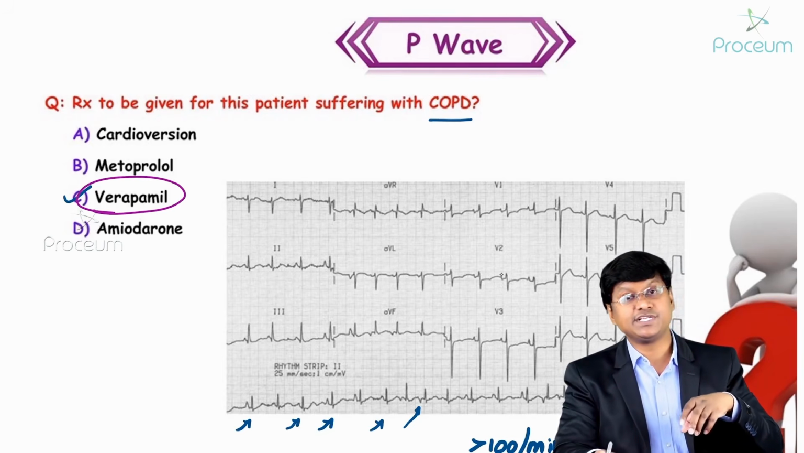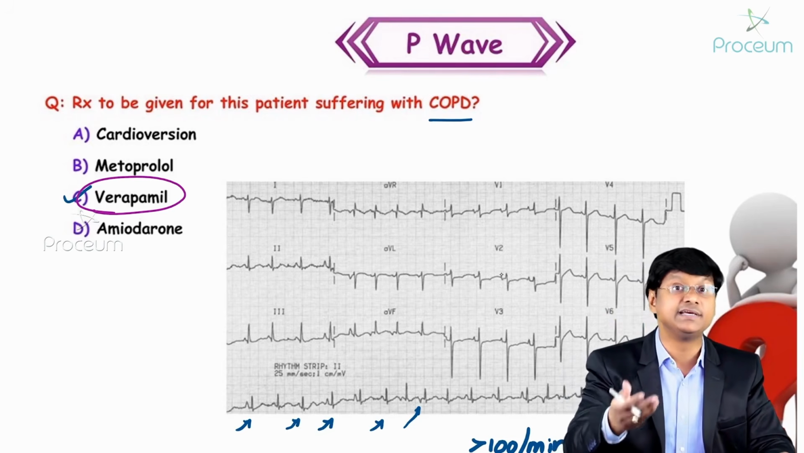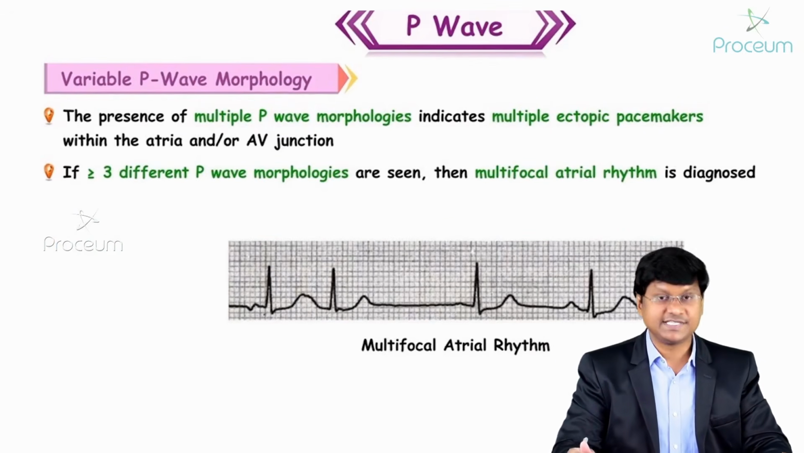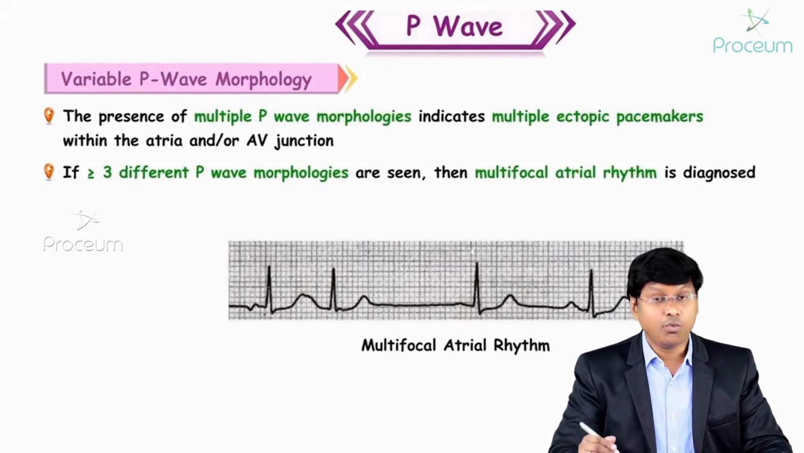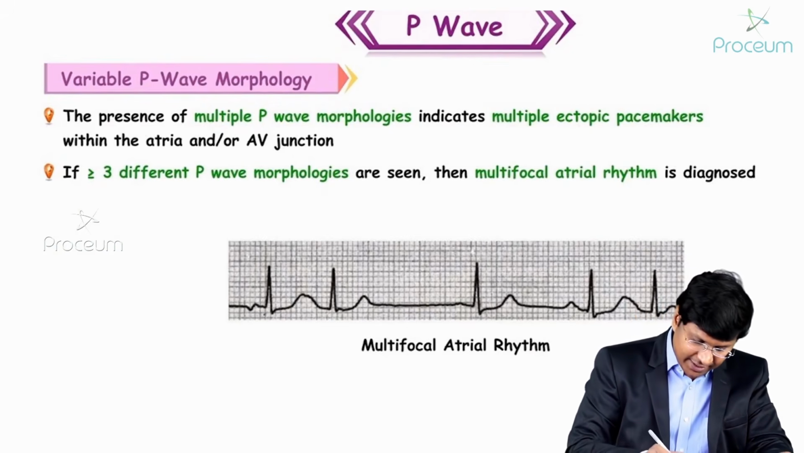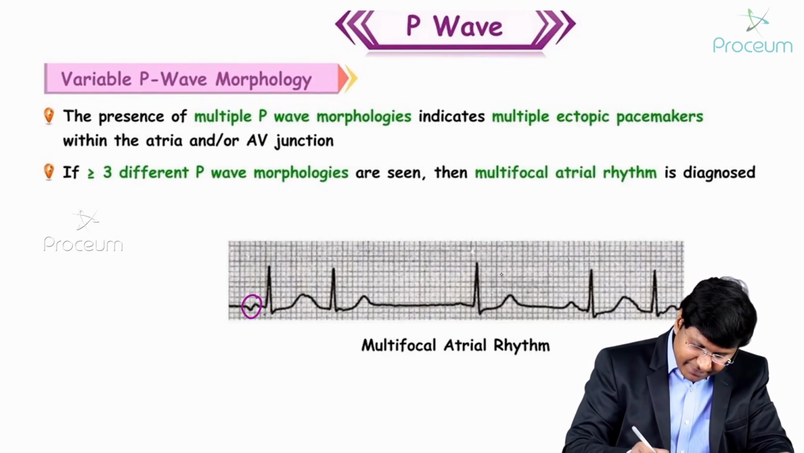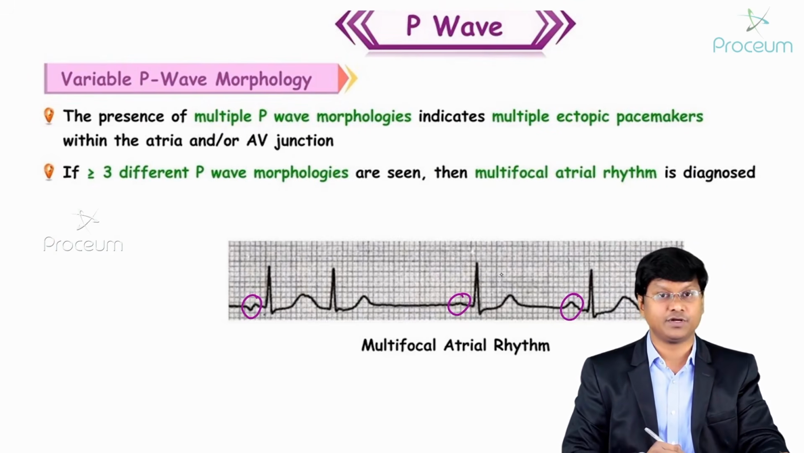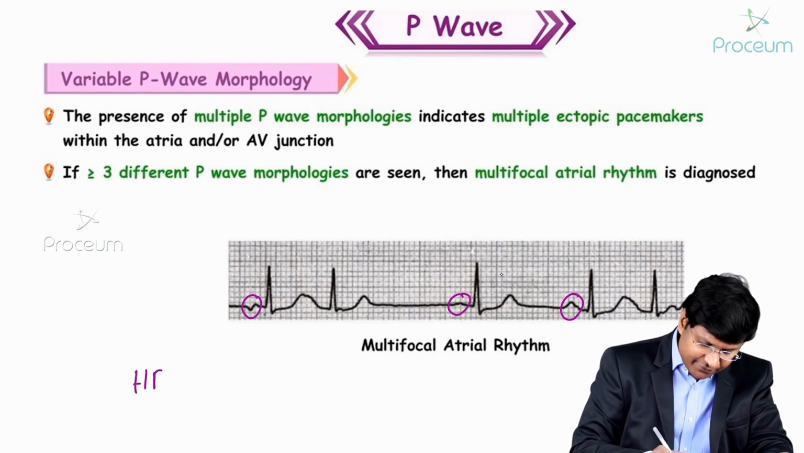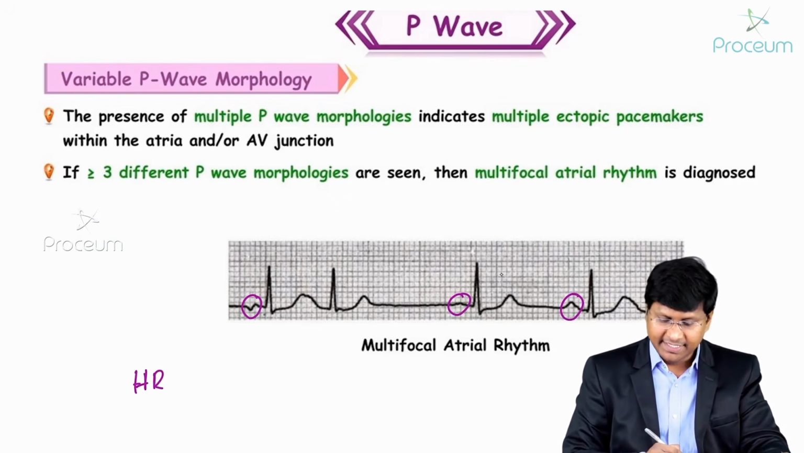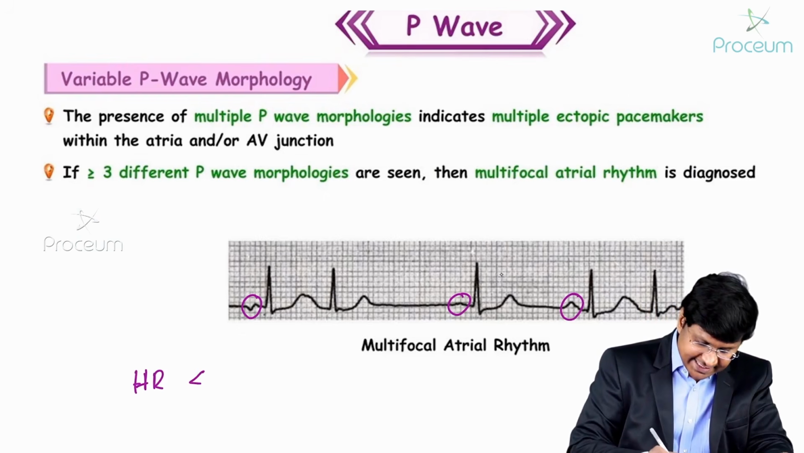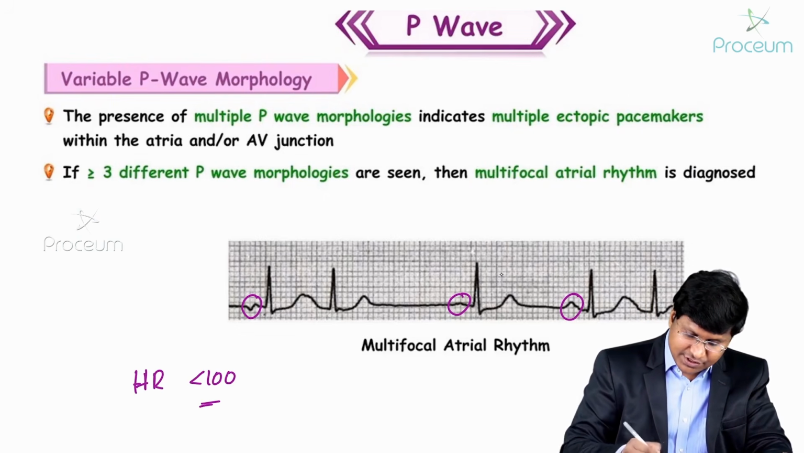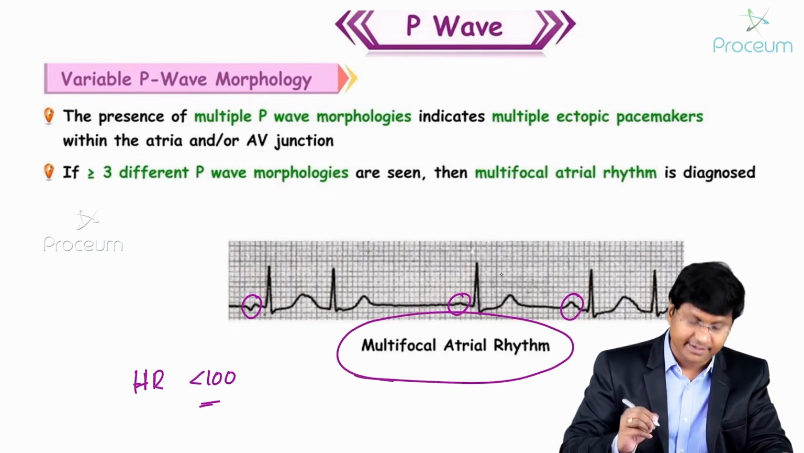Now let me show you an ECG of multifocal atrial rhythm. So you see this ECG here. What is it that you are observing? You are having different P wave morphologies. But the heart rate, if you see, is less than 100. This is called a multifocal atrial rhythm.